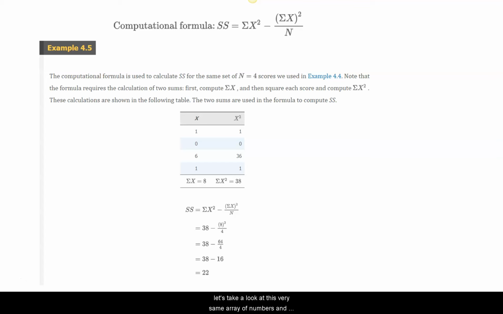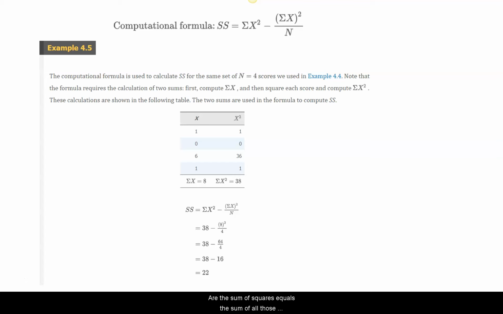Let's take a look at this very same array of numbers, and you'll notice that the sum of squares arrives at the number 22. So I've got 1, 0, 6, and 1. The sum is 8. I square each of those values. So when I square them, I get 1, 0, 36, and 1 for a total of 38. And then I can undergo this formula.